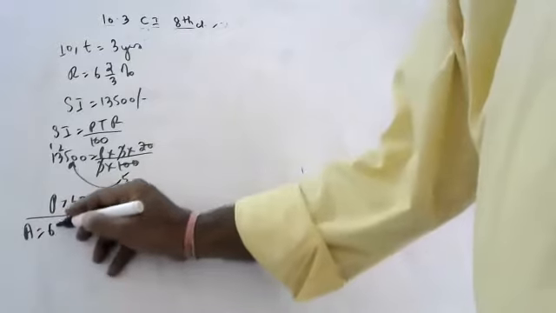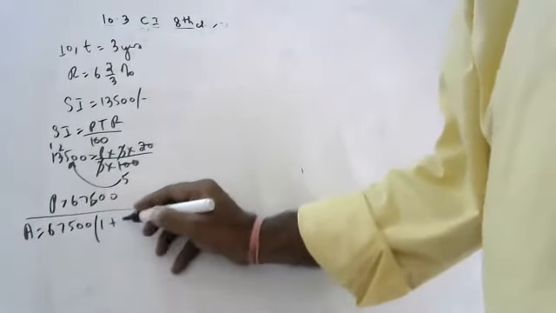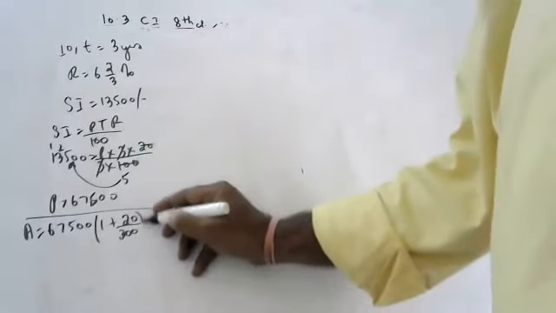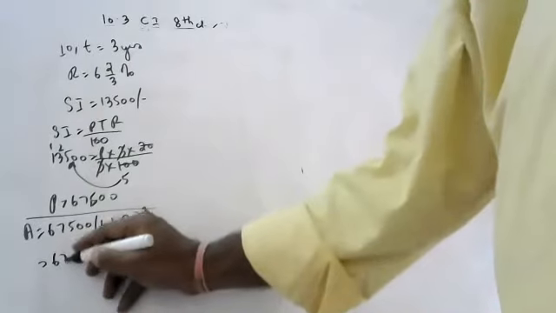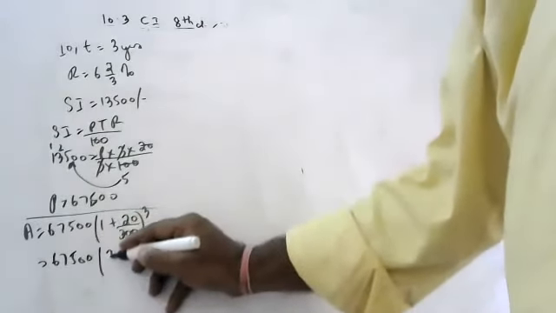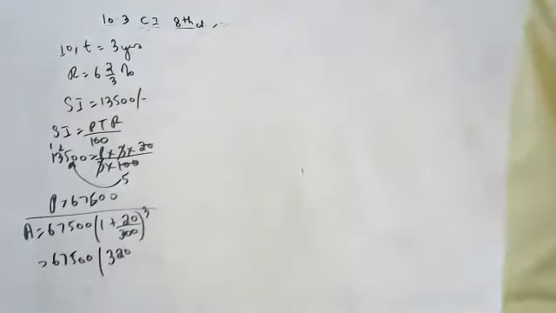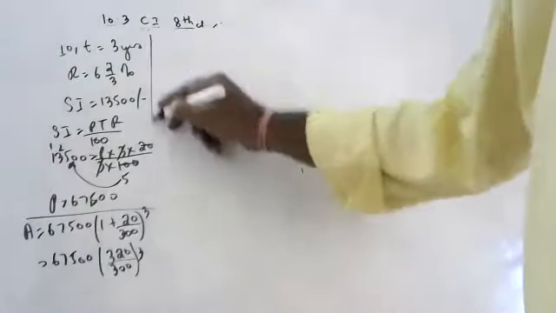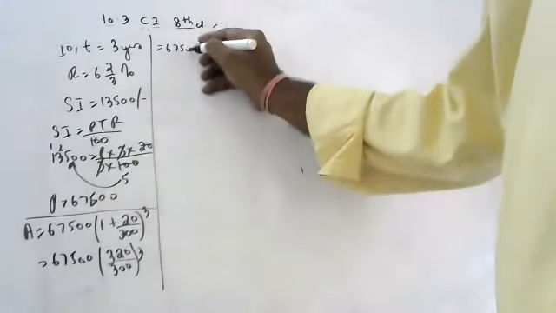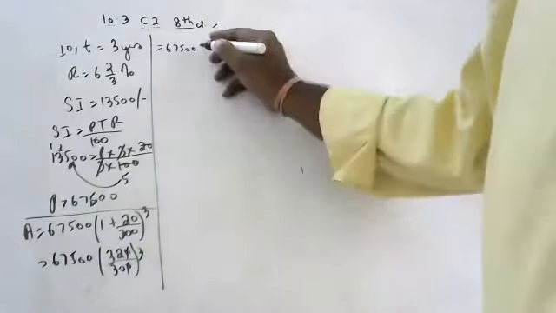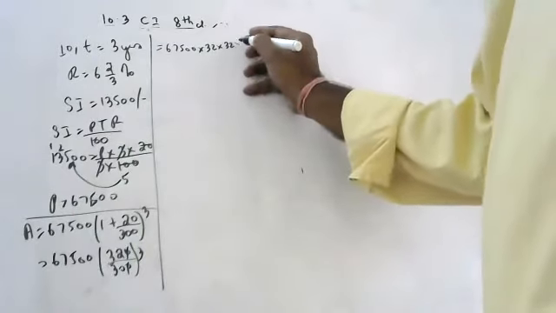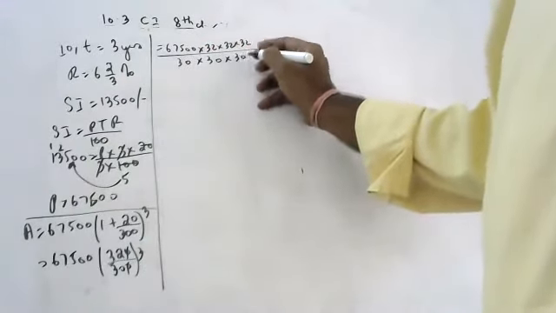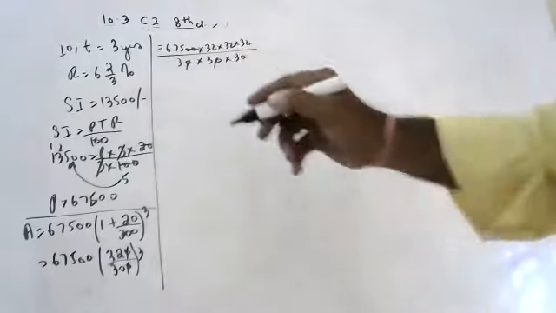Amount is equal to 67,500 into 1 plus 20 by 300 whole to the power 3, which is 67,500 into 320 by 300 whole to the power 3. That is 67,500 into 320 into 320 into 320 by 300 cubed, so 32 into 32 into 32 by 30 into 30 into 30. Zeros cancel.